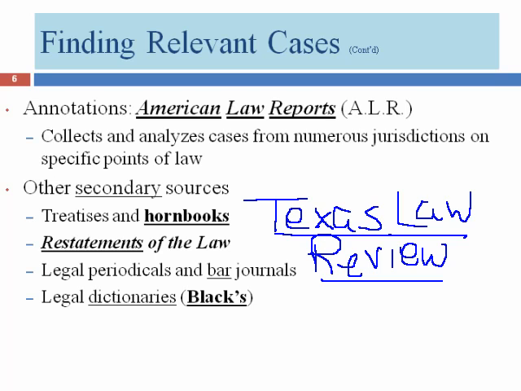The law professor who wrote it is not a member of the state legislature, isn't a judge, so he or she doesn't have the force of law behind him, just the strength of the arguments that he or she is advancing. And let's look at the last item, which is law dictionaries.